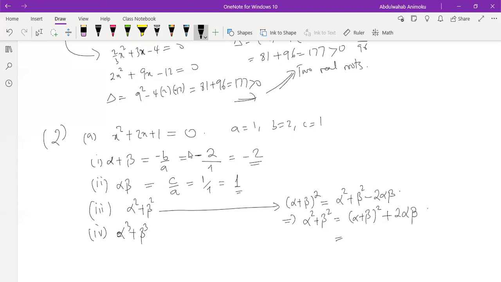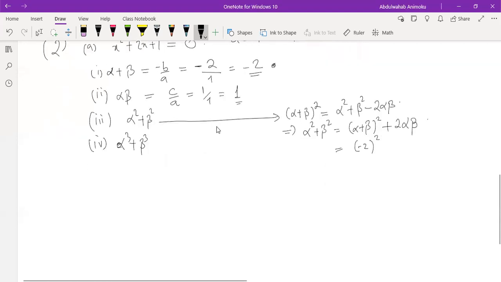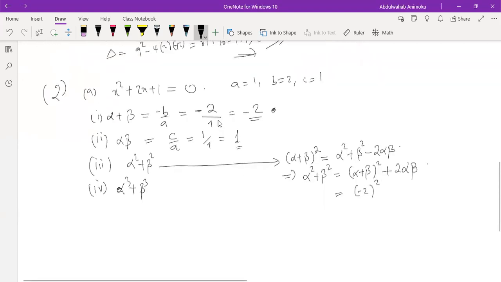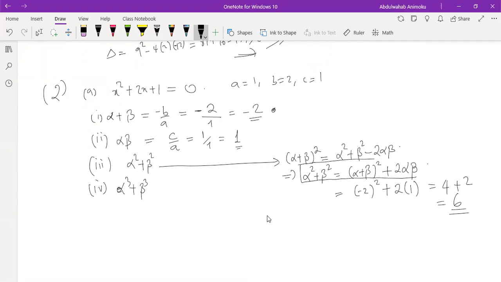Now, what is alpha plus beta? We already got it as minus 2, right? So we bring that, it is minus 2 squared. Okay. Then minus 2 times alpha beta. What's alpha beta here is 1. So that will be 4 minus 2, which is 2. So this is how to evaluate alpha squared plus beta squared. This formula is very crucial, and you have to remember this formula. You have to know it offhand.